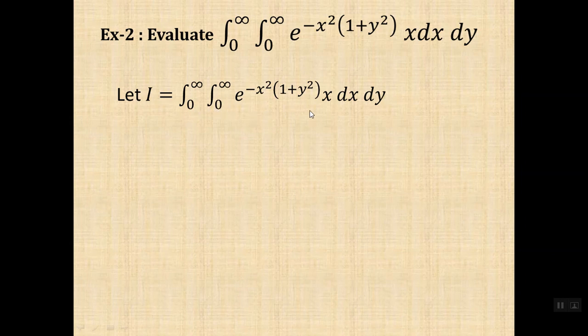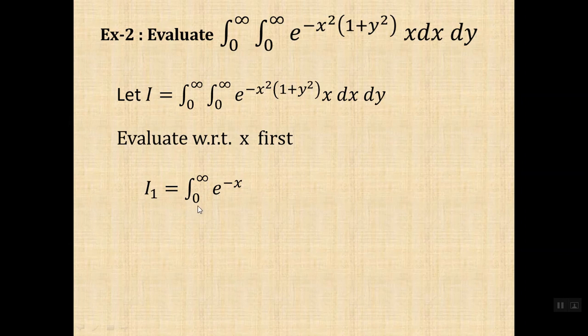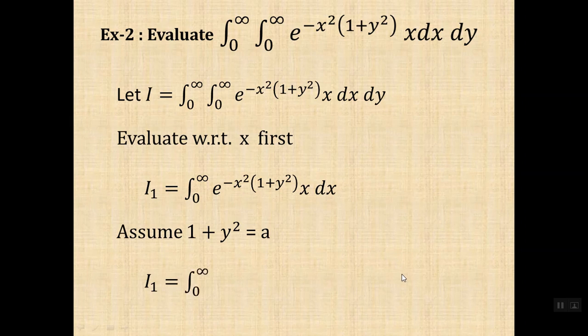It will be easier to integrate with respect to x first, so I will evaluate the integral with respect to x first. Let's assume that the integral with respect to x is I1, integration from 0 to infinity e raised to minus x square into 1 plus y square, x dx. While integrating with respect to x, the term 1 plus y square is to be treated as a constant. For simplicity, I will assume that the constant term 1 plus y square is equal to some constant a. So I1 becomes integration from 0 to infinity e raised to minus a x square, x dx.